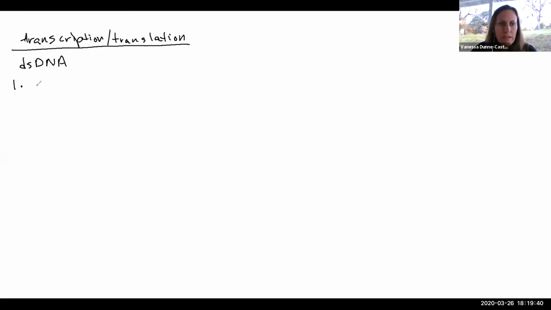Step number one, find the template. Now we're going to keep it simple in our class, and the template is always just your 3 to 5' oriented DNA strand, because our transcribed product is always 5 to 3. I'm saying we're keeping it simple because there are lots of examples in nature where things are switched around, but we'll keep it simple. Once you find the template, then you transcribe.